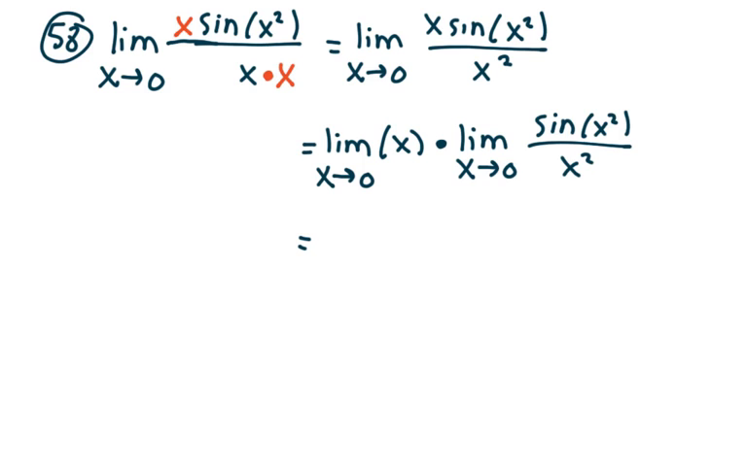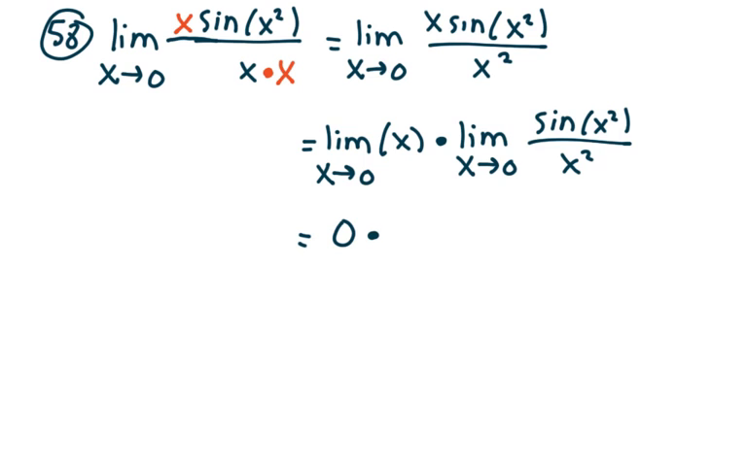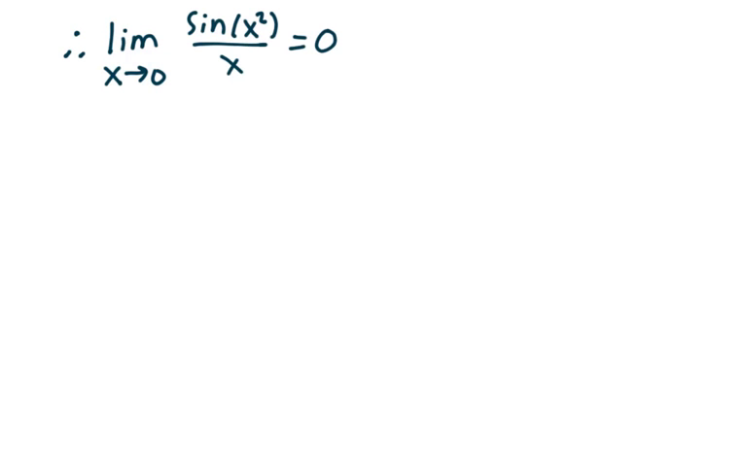So the first limit is 0, and then I'm multiplying by 1, right? And I do claim that is 1. If we're not sure, I can show you how to evaluate that one. But this is 0 times 1, which is equal to 0. And so, therefore, the limit as x goes to 0 of sine of x squared divided by x is equal to 0.